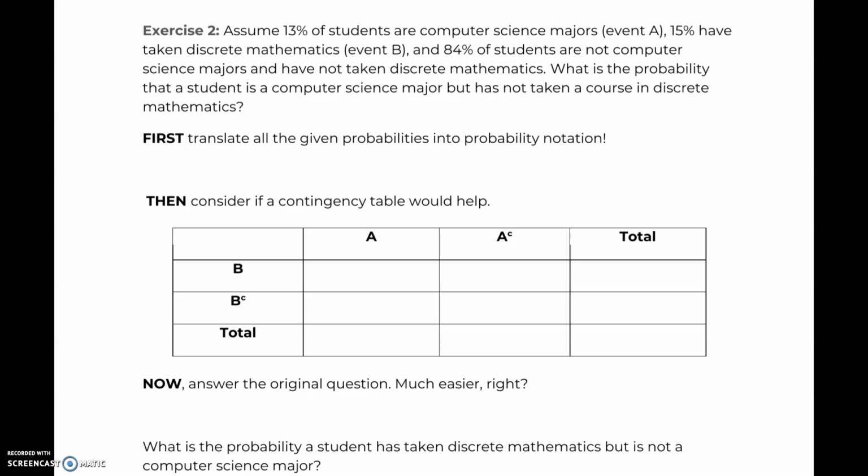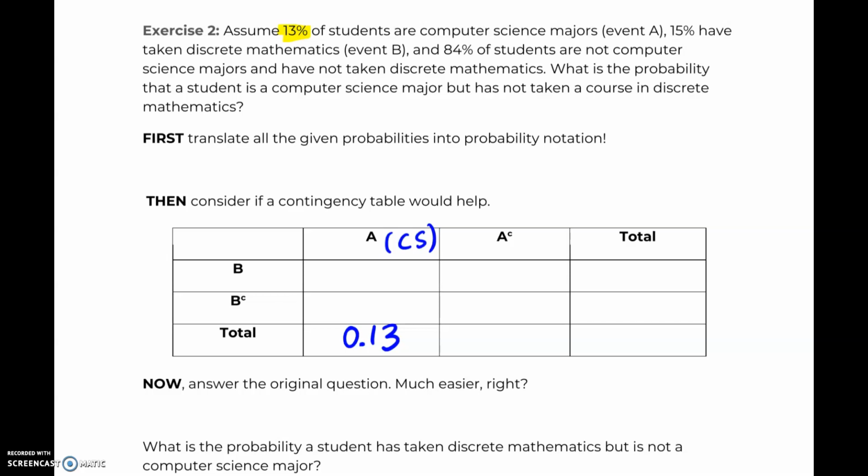So here's an example of a table, and in the question it states that 13% of students are computer science majors. So let me just call that CS in parentheses over here, and it says 13%. Well, that's the probability of a computer science major, which is the marginal probability. So that goes in the margin of computer science.